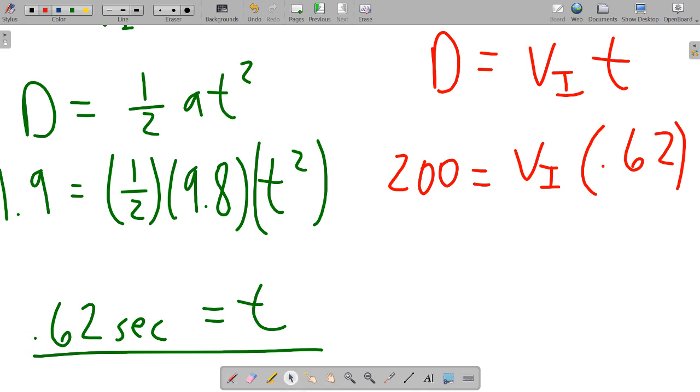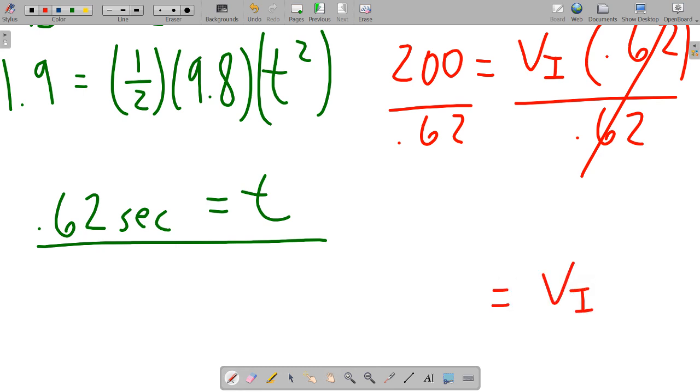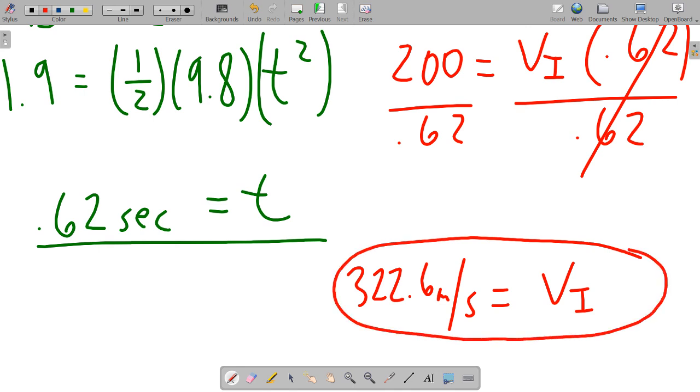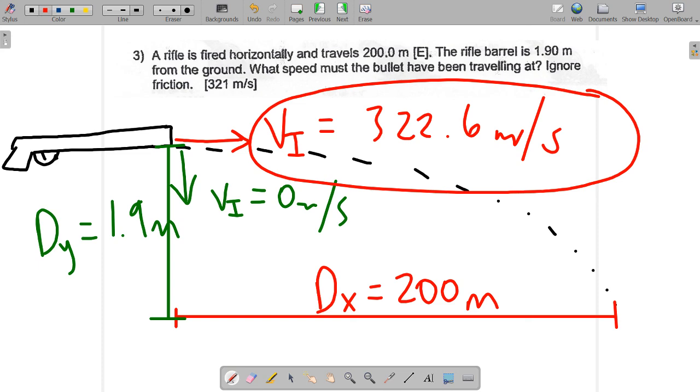In order to solve this equation for the initial velocity, I would just need to divide. If I divide this by 0.62, that goes away. Whatever I do to the one side, I have to do to the other. So when you do the math, the initial velocity in the x direction should be 322.6 meters per second. So that's how fast that bullet was moving the moment it was released from that rifle. And of course, it stayed at a constant velocity the whole way because there are no forces acting in the x direction. So let me plug that in here. 322.6 meters per second is the speed the bullet was traveling at. So that's number 3.